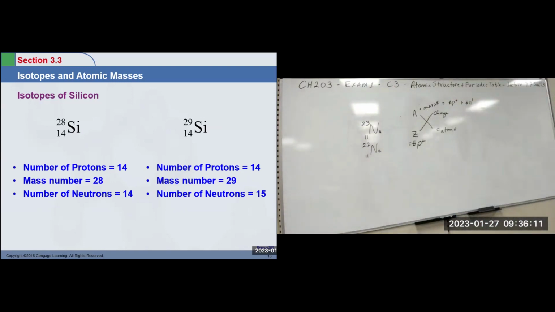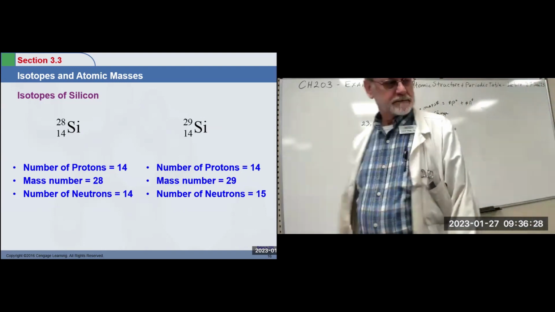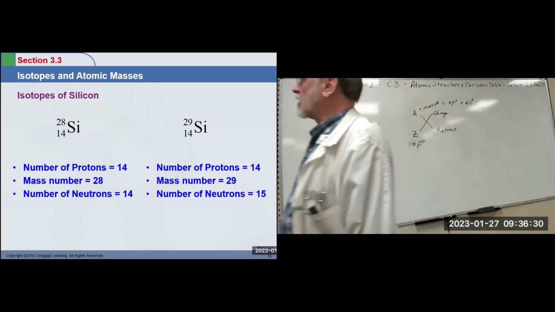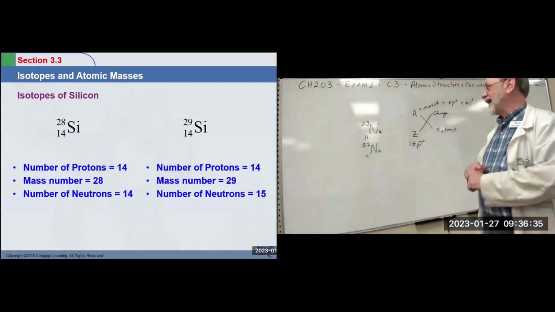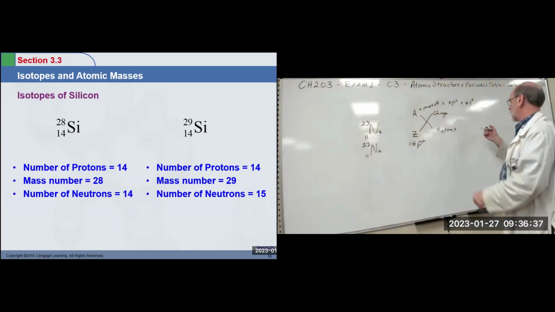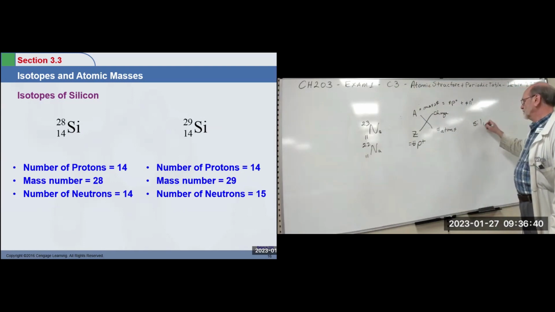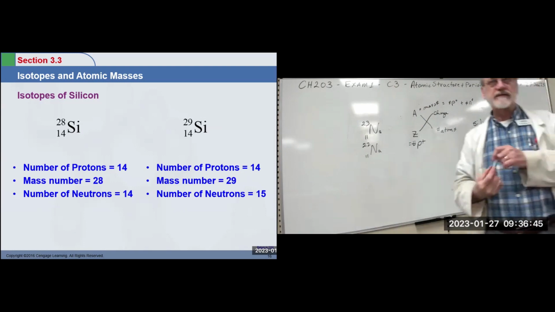And let's see, I'm getting a glare. The lights are not cooperating. Most of the isotopes of silicon are the one on the left, silicon 28. And if we write it out in prose, not symbolic form, we would write it like that. That's silicon 28.